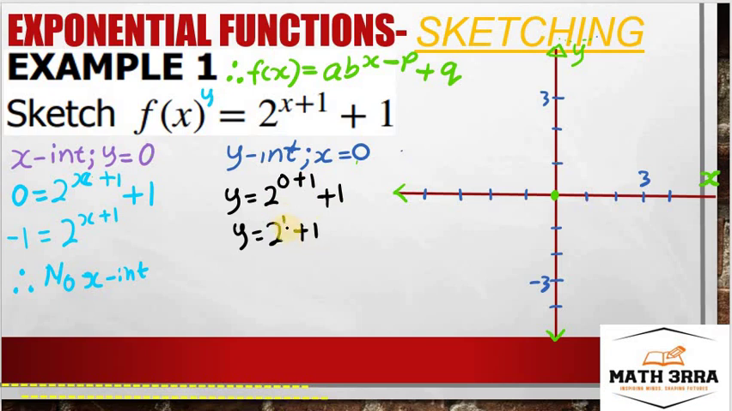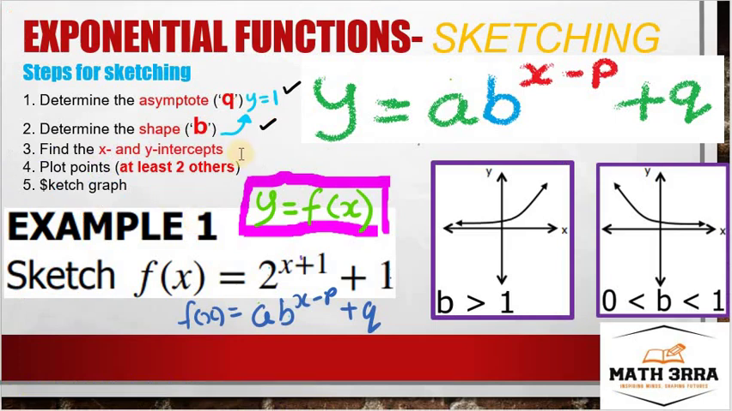So it's 2 to the power of 1. Let me just put the 1 in there for nostalgia's purpose. And then you punch your calculator. And then your calculator is going to tell you that your y is equal to what? Is equal to 3. Now, in so doing, we've determined both our y and x intercept. It means that we can now go ahead and say it is safe for us to check off step 3 as done and dusted. Now the next step is to plot at least 2 other points.